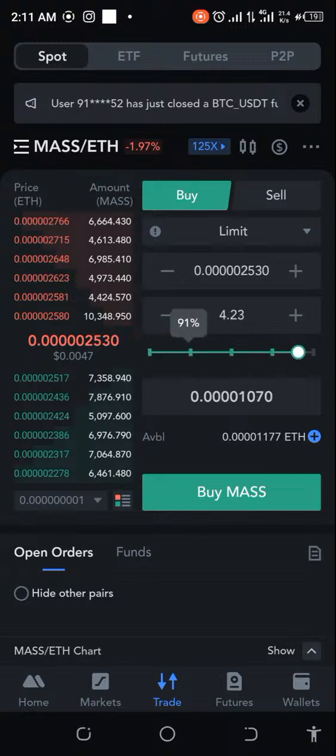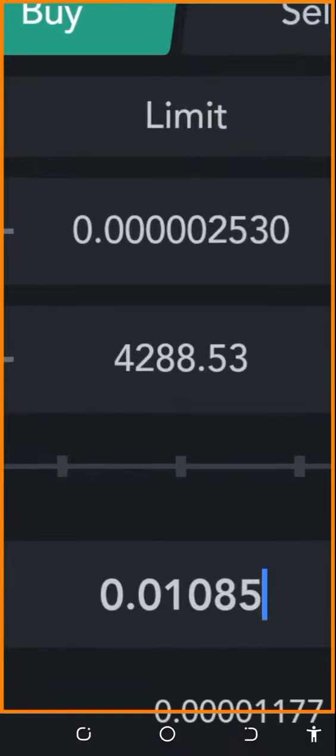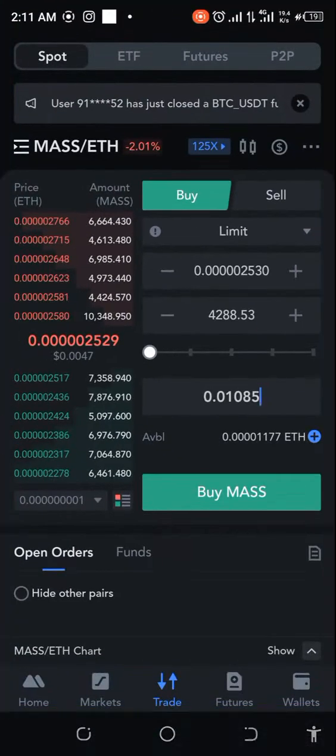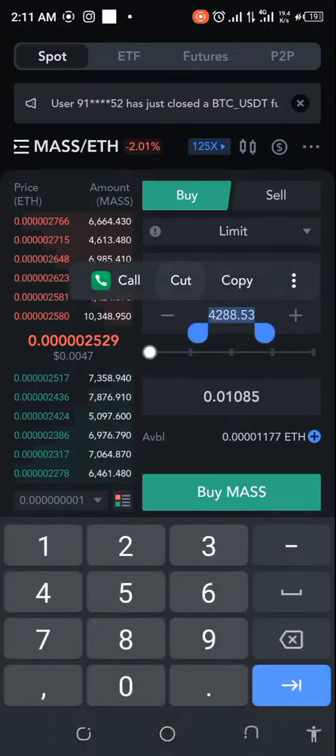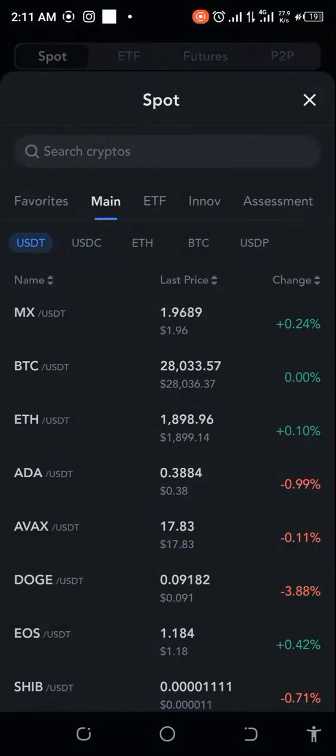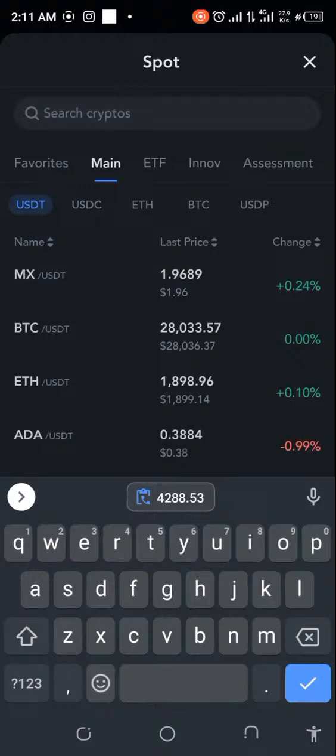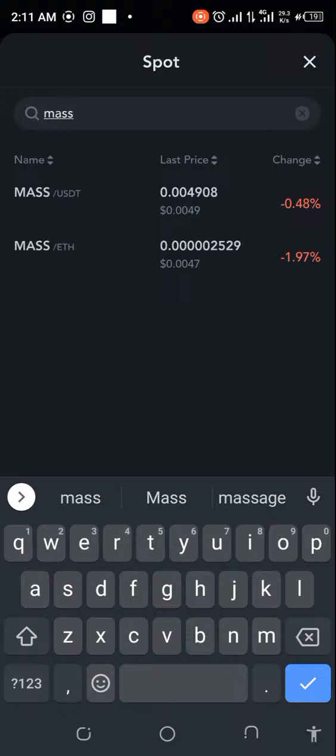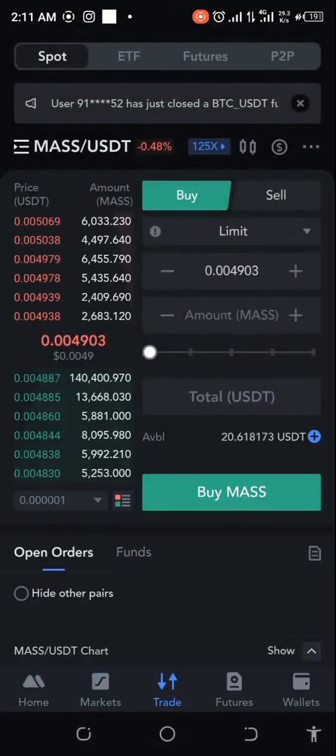Okay, so let me go back. Let's just do sell and buy again and put our ETH here. Okay, so we're back to 4288. So we're going to copy that. And then we're going to go over and try to sell this at mass. Mass USDT. Okay, let's go ahead and see how this will go.